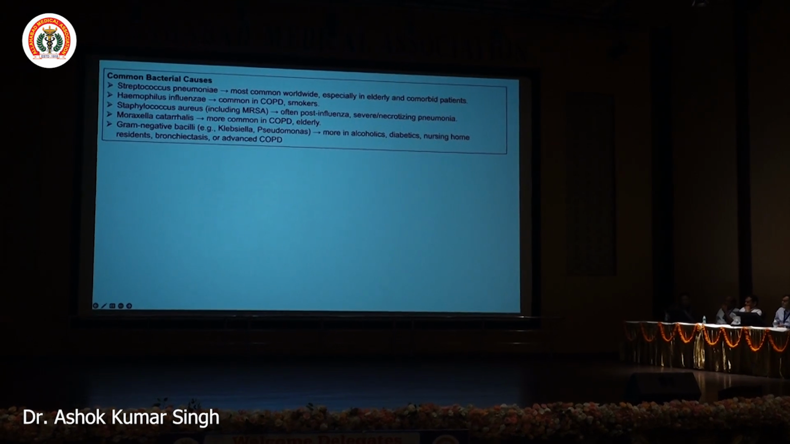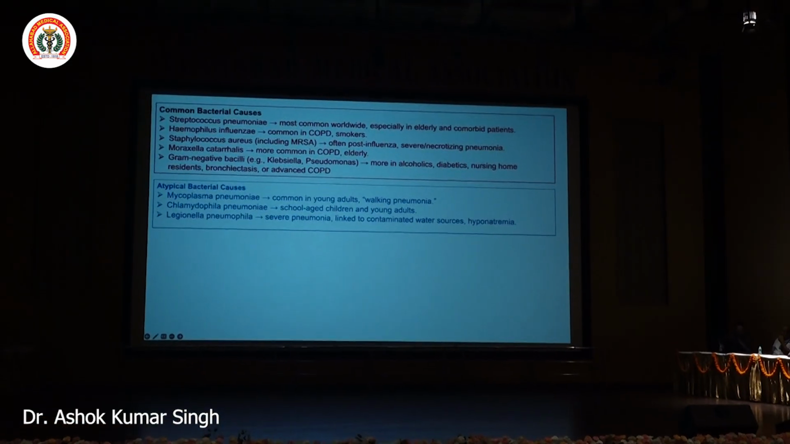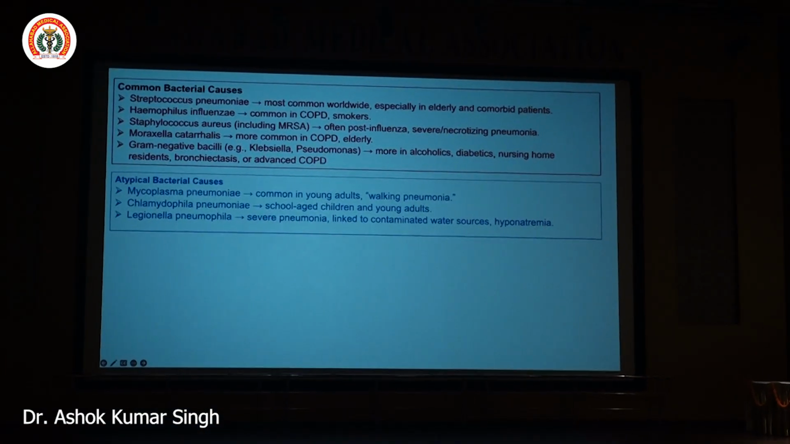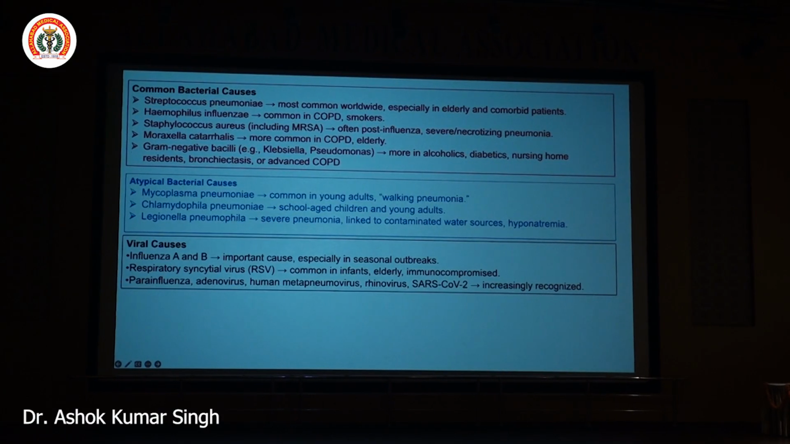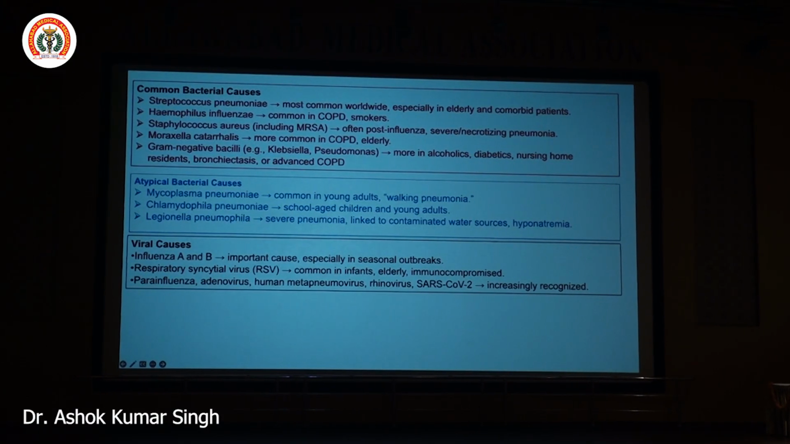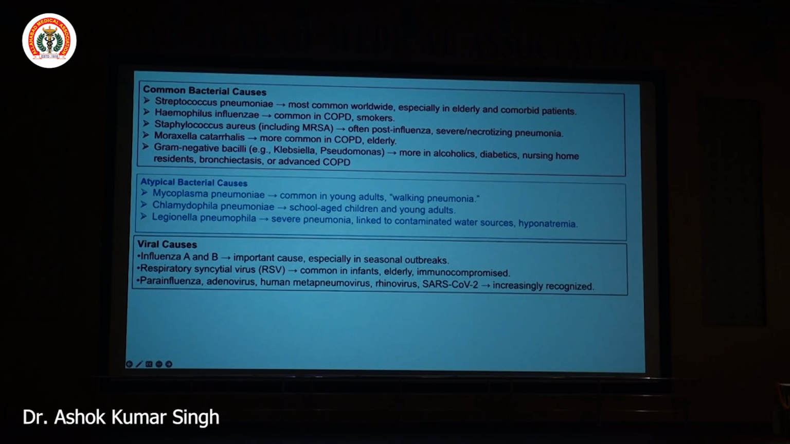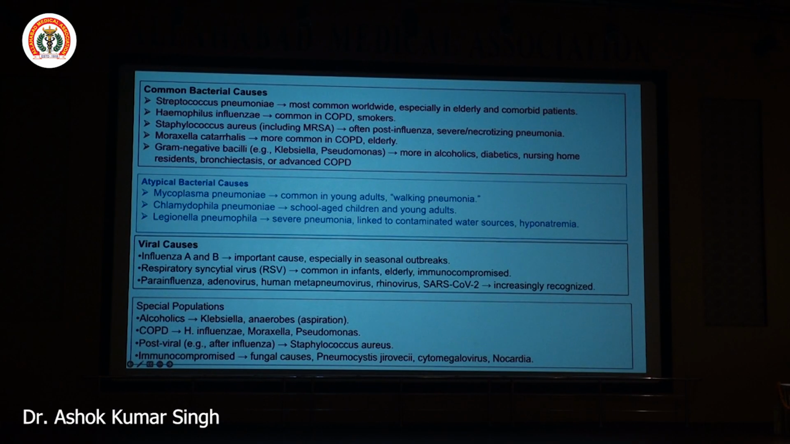The commonest bacterial infection is Streptococcus pneumoniae, and the commonest atypical organism is Mycoplasma pneumoniae. Usually patients are young and relatively asymptomatic. The commonest viral infection is influenza A, influenza B. So bacterial pneumonia, the Streptococcus; atypical pneumonia, the Mycoplasma; and influenza A, influenza B is again very, very common.